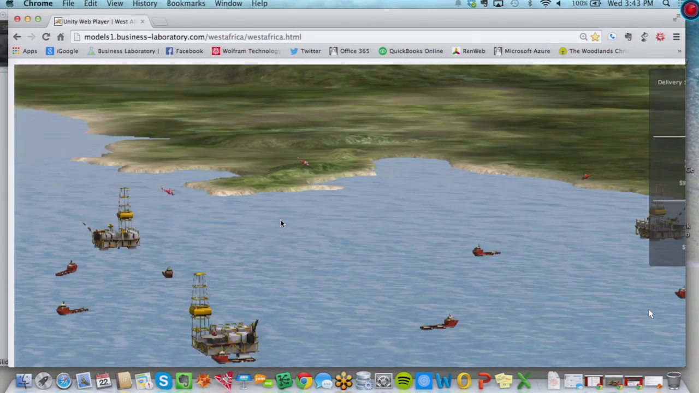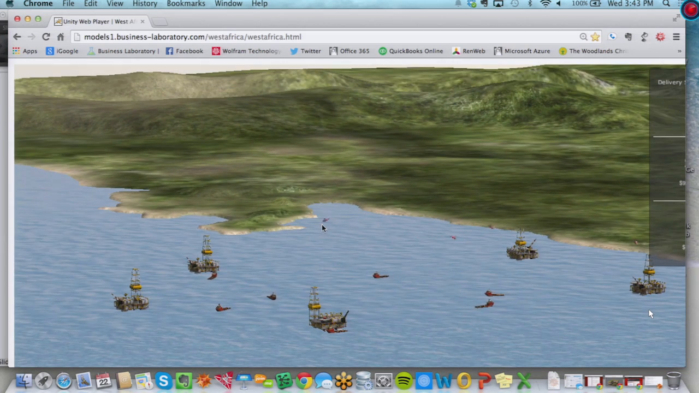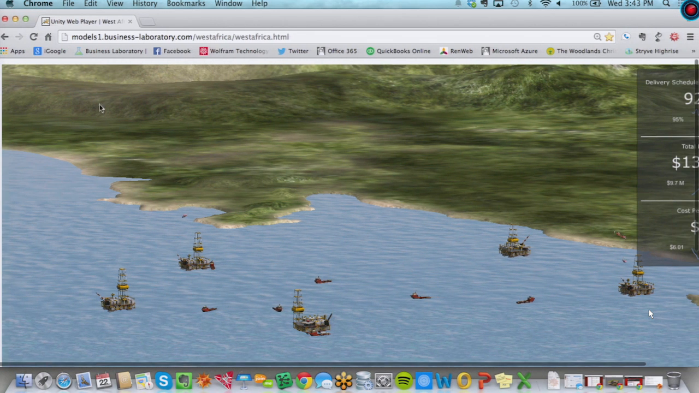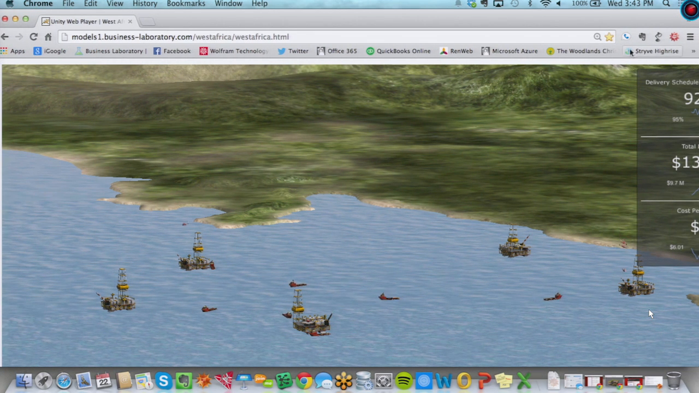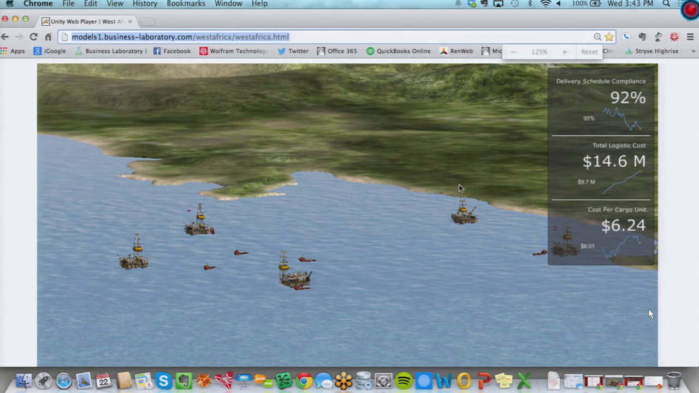So here is our Unity portrayal. I'll back up just a little bit. I can't see on the right-hand side. Let me make it smaller so we can see. Okay, we can see it a little bit better now.